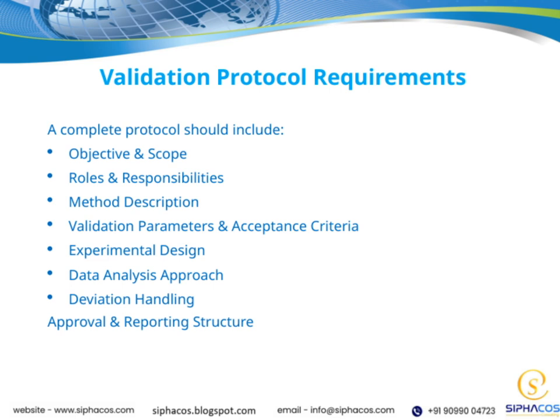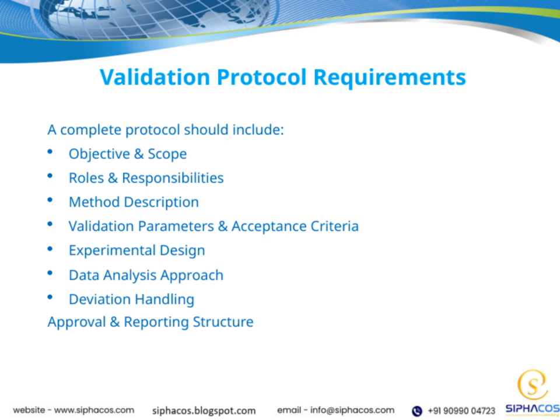Then, we move to method description. This section details the procedures and techniques we'll use during validation, so there's no ambiguity about how tasks are performed. Validation parameters and acceptance criteria are also vital. They define the specific metrics and thresholds that determine success. Without these, we can't objectively assess whether validation is complete.